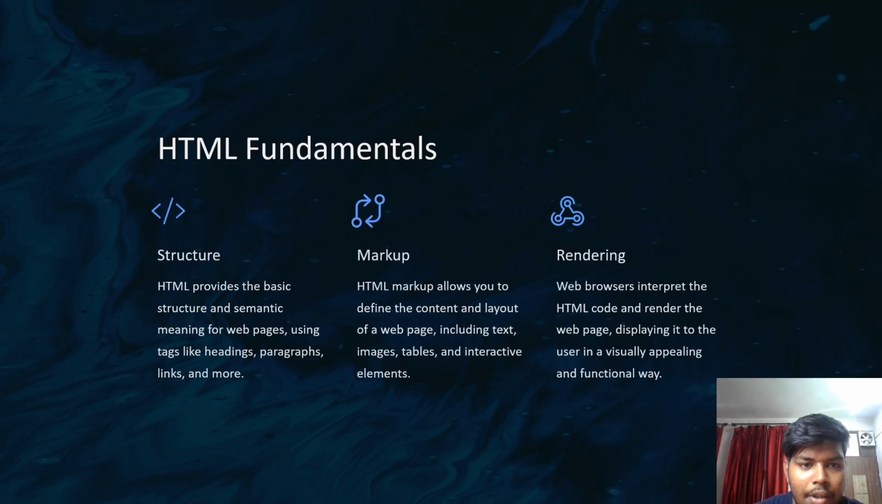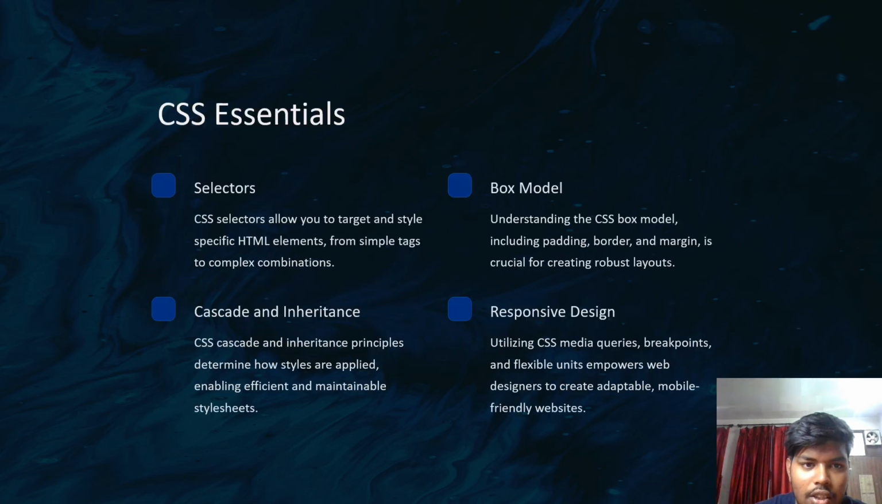In HTML fundamentals, three things are required: structure, markup, and rendering. In structure, HTML provides the basic structure of a web page using tags like heading, paragraph, links, etc. In markup, HTML allows you to define the layout and content of a web page, including images, tables, and interactive elements. In rendering, the web browser processes the HTML code and renders the web page, displaying it to the user in a visually appealing and functional way.